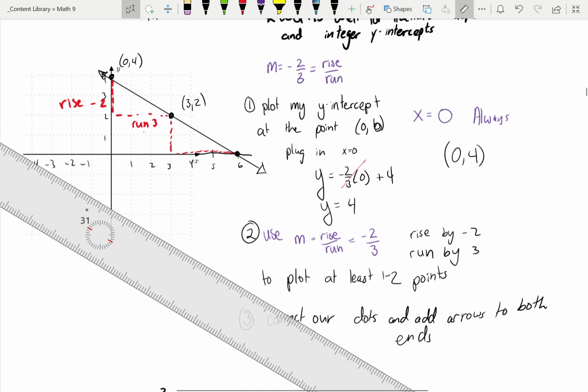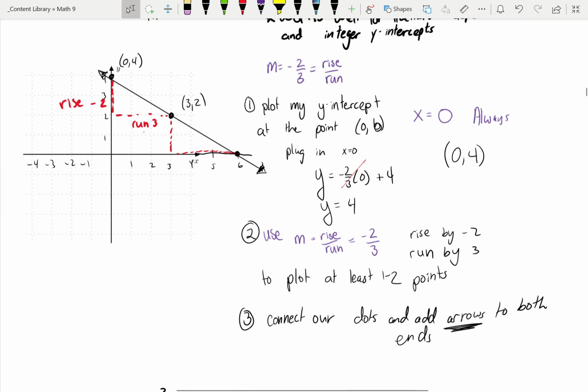A couple of important things. We need to add the arrows. So this is an absolute must do, because whatever we draw is just going to be just a portion of the line. And this line is going to go on forever. It's going to go on in both directions, so I need to make sure that it's going up and to the left and down and to the right.